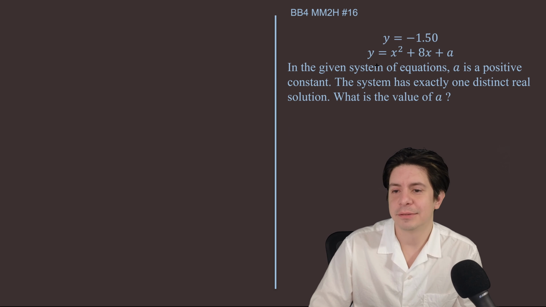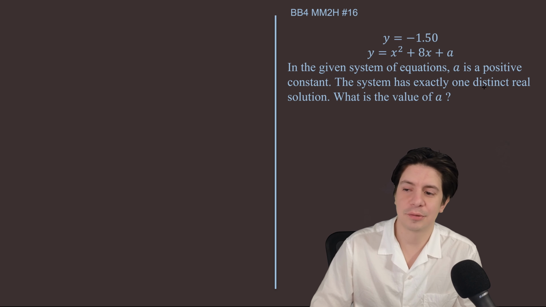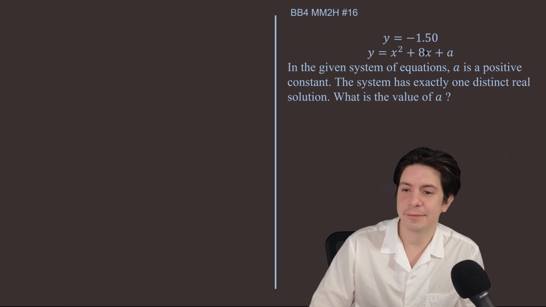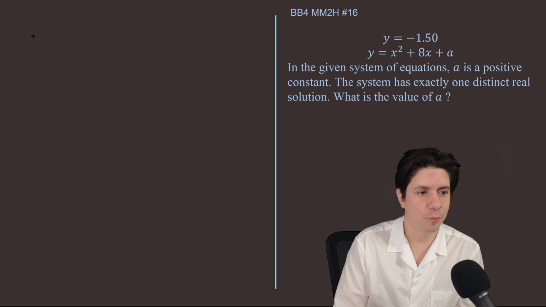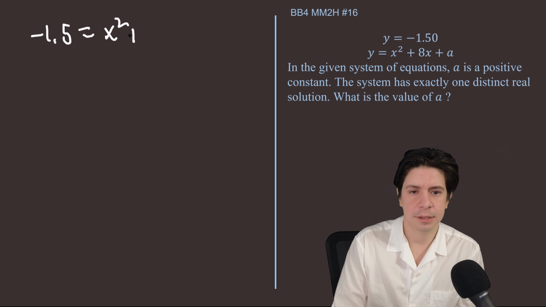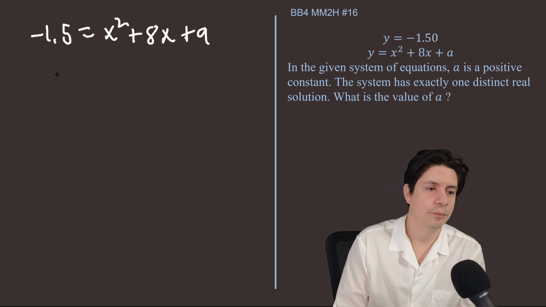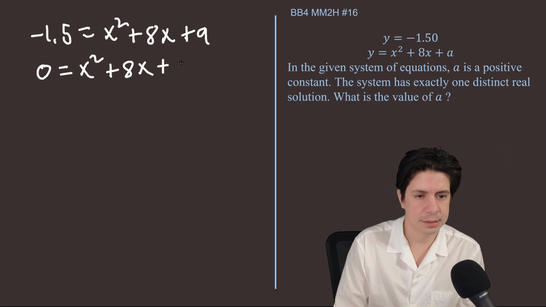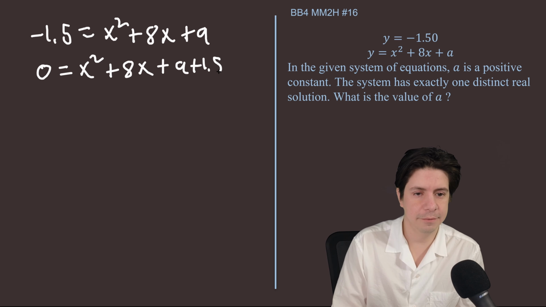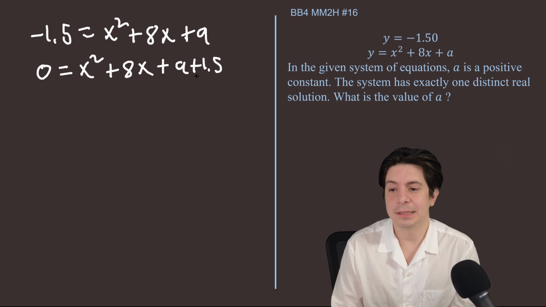All right, so we have a system of equations. In the given system of equations, a is a positive constant. The system has exactly one distinct real solution. What is the value of a? So we can set them equal to each other because they're both equal to y. And we say negative 1.5 equals x squared plus 8x plus a. Move the 1.5 over, we get 0 equals x squared plus 8x plus a plus 1.5. And now what is the value of a?